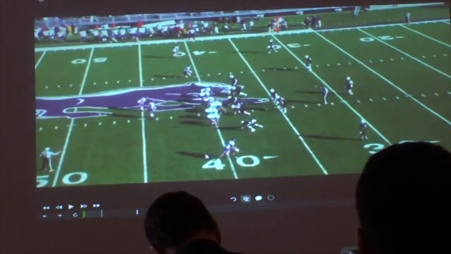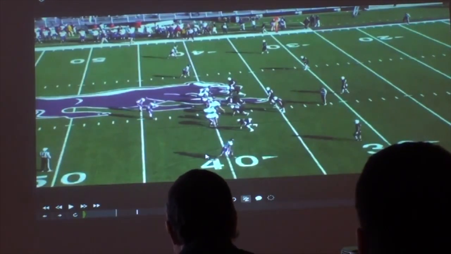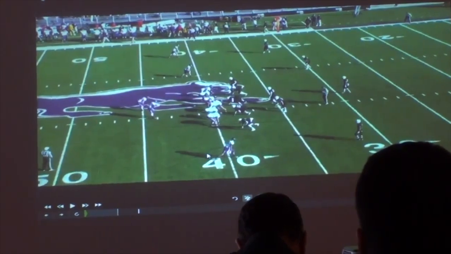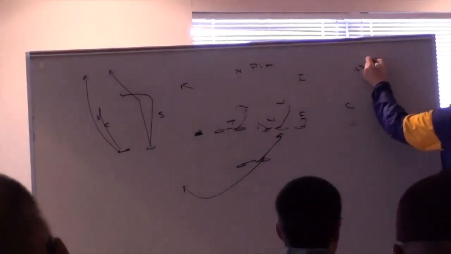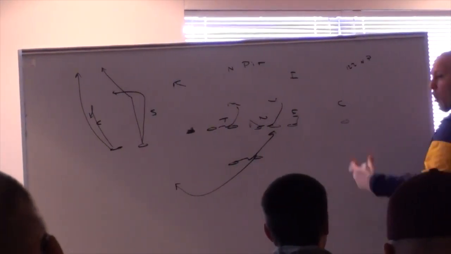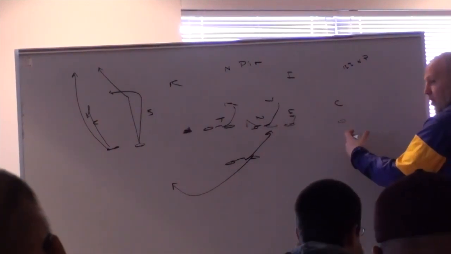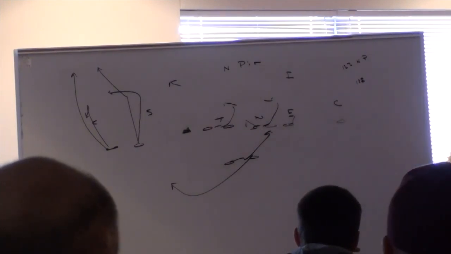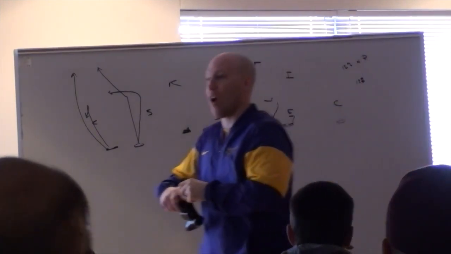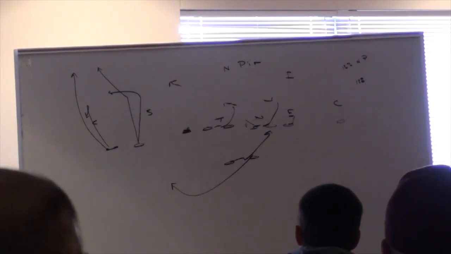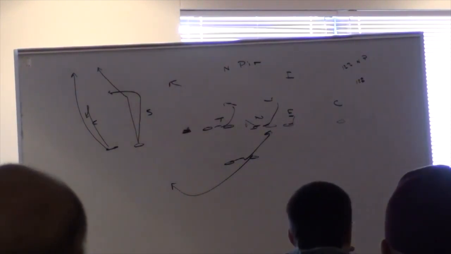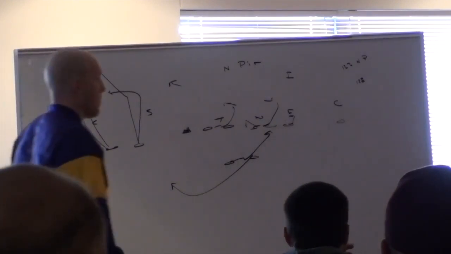So we do it one of two ways, because the protection is what the protection is. So if we were to run this off of inside zone, it would be 122 naked pin crush, right? If we do it off our outside zone, it's 128. It's 128 naked pin crush. It doesn't really change for the offensive line. The only thing that changes is their aiming points from the run game, right? Whether it's play side number or play side outside shoulder pad.